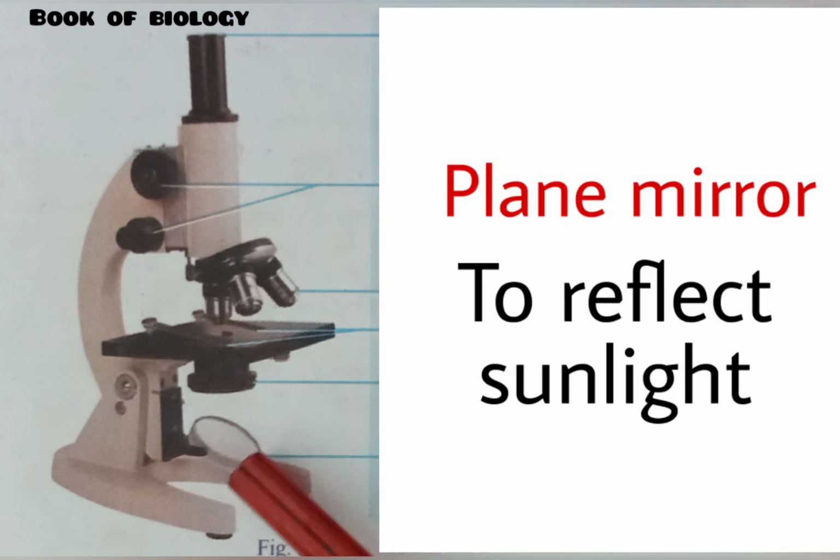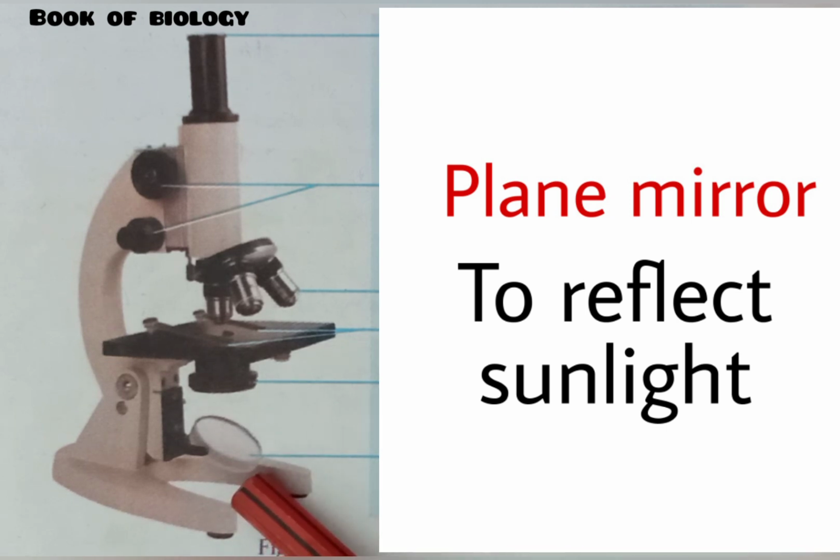This is the mirror. Mirror is used to receive the light. Then only we are able to see the material. There are two types of mirror. One side it is plane mirror and on the other side it is concave mirror.